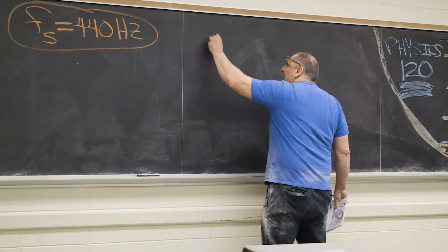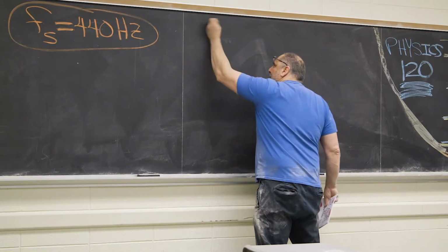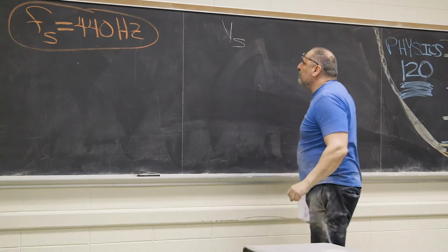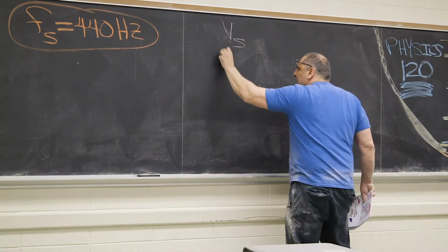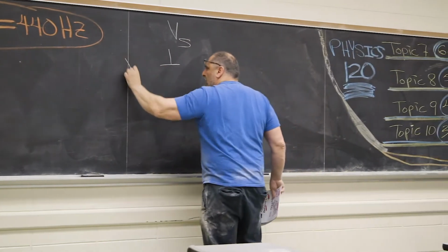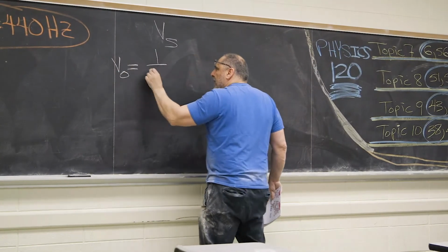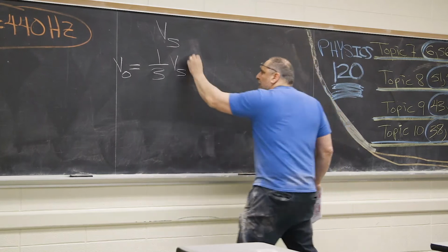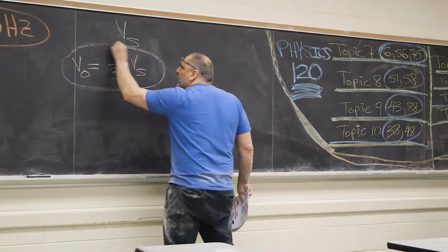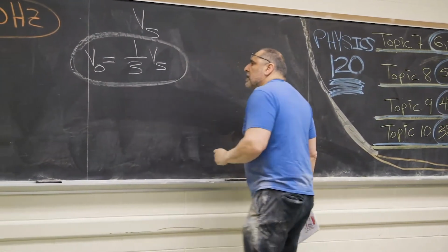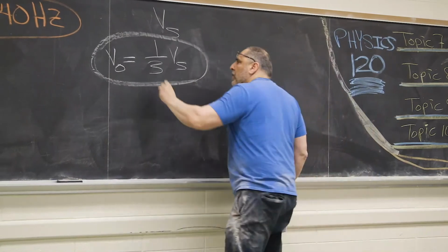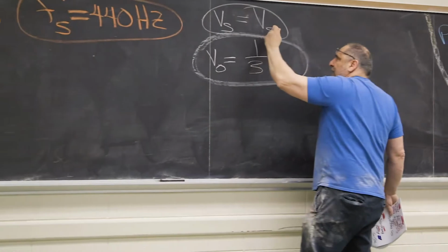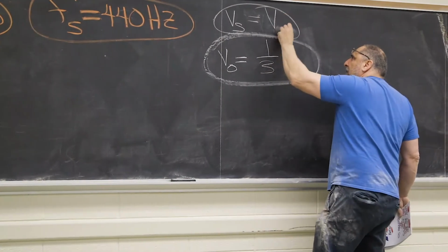The car, when driving, is going at a velocity. He's the source, I guess, right? We'll say he's going at a magnitude of velocity Vs. The bicyclist, he's the observer actually. He's going 1/3 Vs. It's that simple. Vs is just whatever the Vs is.